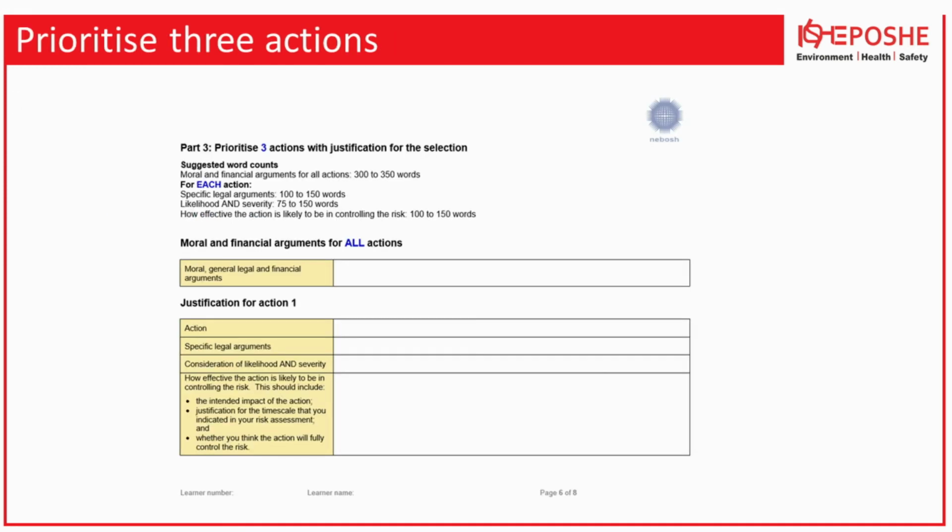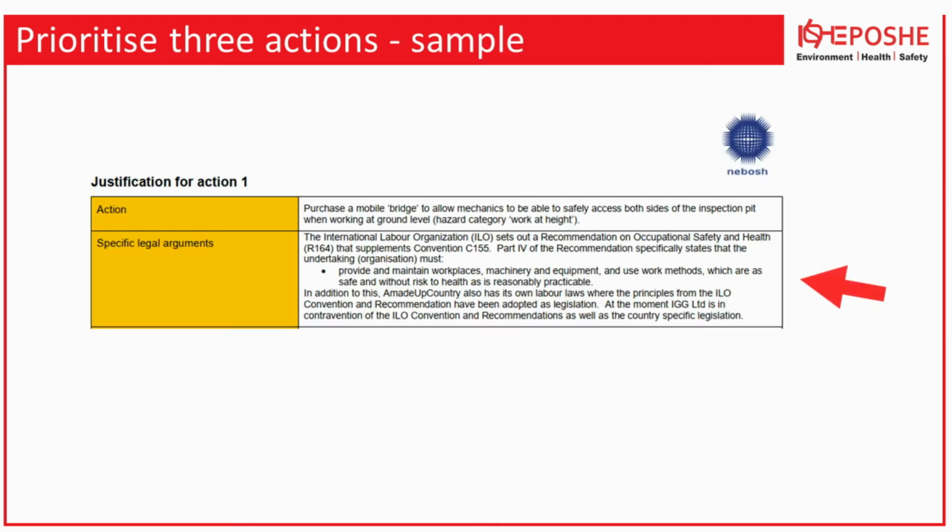Specific legal arguments. The word count for this section is 100 to 150 words. Here, you have to write the specific legal arguments. The legal arguments must be based on the ILO conventions and recommendations or approved code of practice. You can include any specific country legislation, but this will not be considered for marking, hence, you must only focus on the ILO conventions and recommendations.